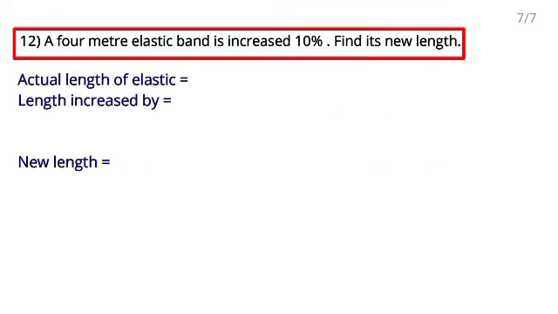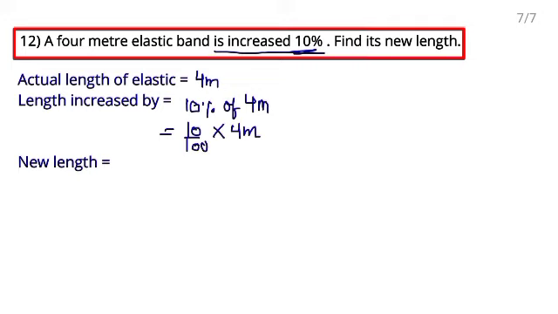Next question, question number 12. A 4-meter elastic band is increased by 10%. Okay, it means the actual length of the elastic is 4 meter, and the length increased by 10%. 10% increase हो रही है, it means 10% of the elastic, which is 4 meter. Solve it. 10% means 10 upon 100. Of means multiply by 4 meter. 0 to 0 cancel out.